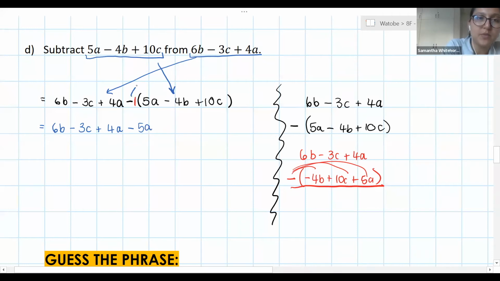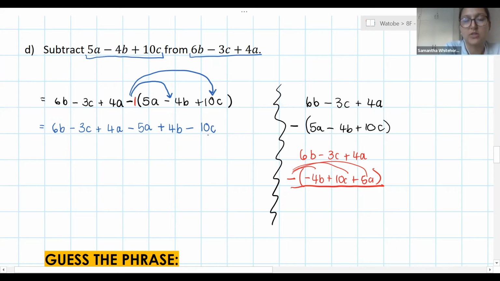Okay, what happens when we times a negative by a negative? We get a positive. So -1 times -4b must give us positive 4b. Do you agree? Yes, ma'am, I do. Okay, now what happens with the -1 times the positive 10c? Negative. Excellent, well done. Okay, so now what do I do?